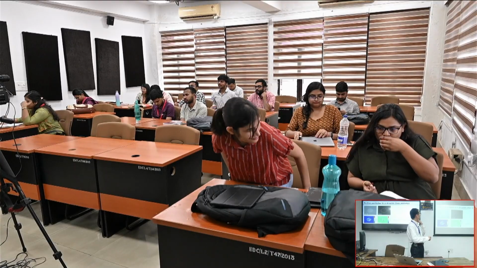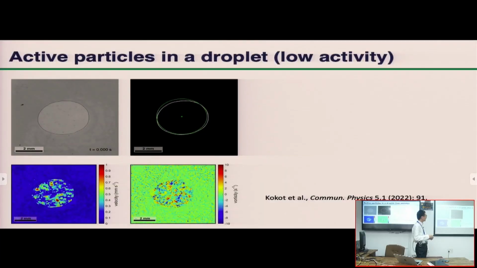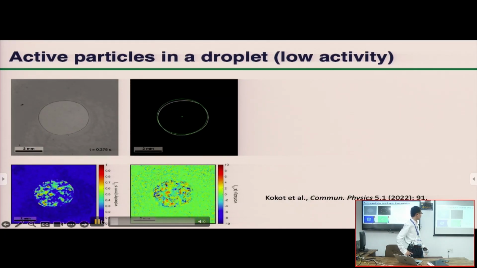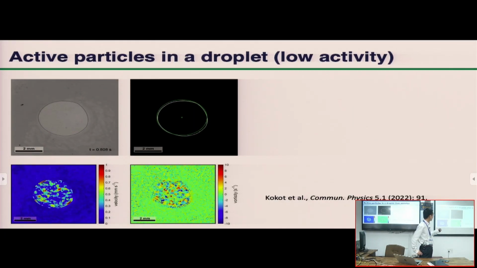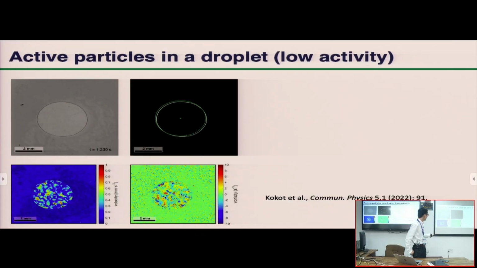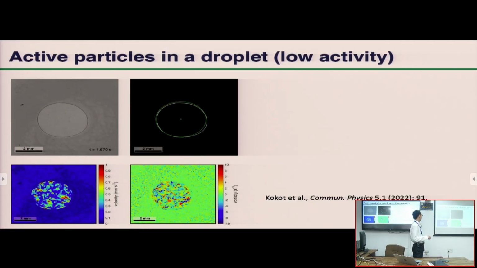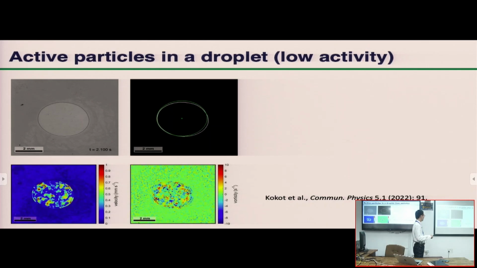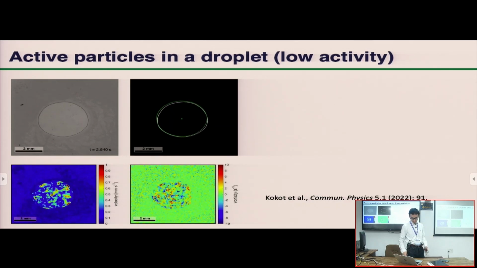So just to remind you all, we're looking at E. coli solution encapsulated in a droplet, and we looked at what the dynamics are at low activity. Essentially, we see some fluctuations in the shape of the droplet, and within the droplet there is largely chaotic and random flow that's been generated.